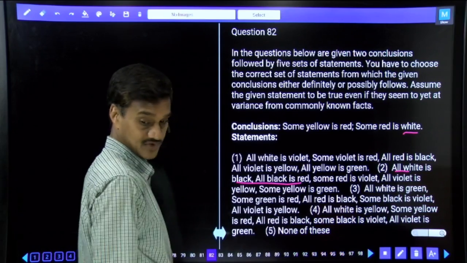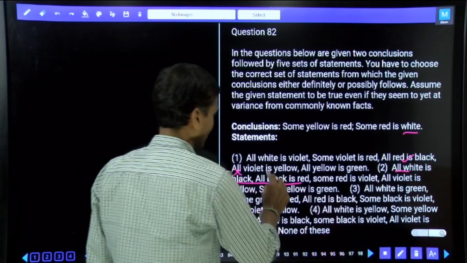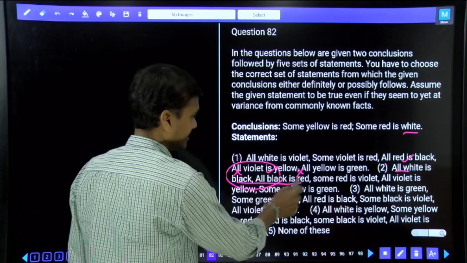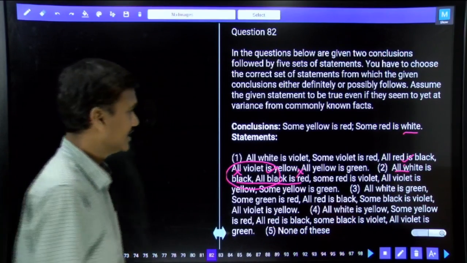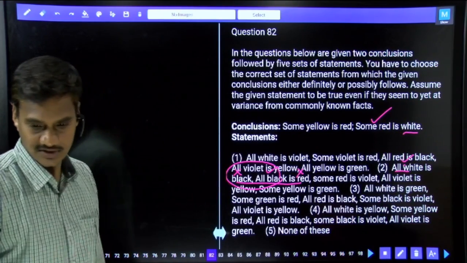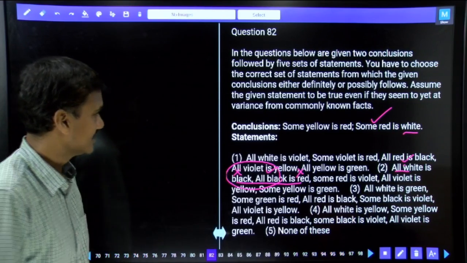Now by combining the first two: white is tick, black is cross, black is tick, red is cross. Black is the middle term, distributed, hence cross, and all white is red is true. If all white is red is true, hence some white is red is also true. Some red is white. Done with this? Yes, fine. Now we got that the second conclusion is true.